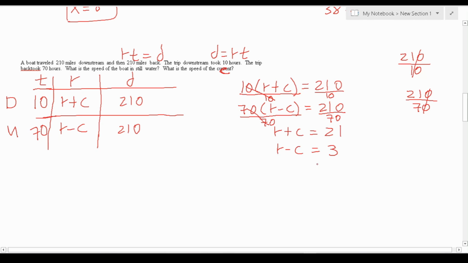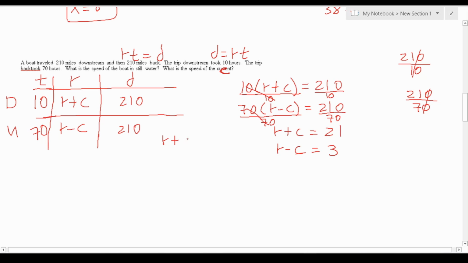And just like that, we've gone from the word problem, accounting for our variable c, which refers to the current, to a system of equations that we can use to solve this problem. Now we just have to decide what method we're going to use. It's going to be very easy to use the elimination method, because if I add this first equation to this second equation, we can see that the variable c will be eliminated. So let's go ahead and do that right here.